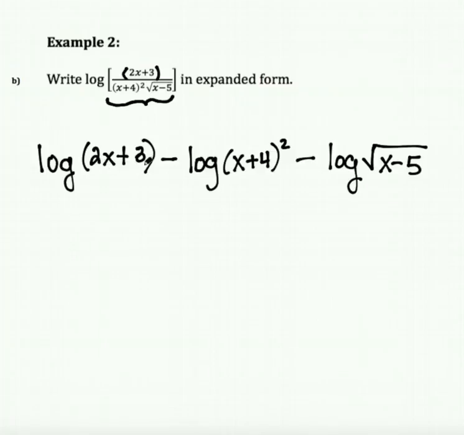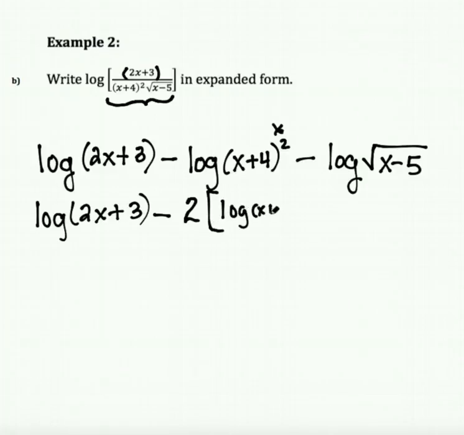Well, 2x plus 3. Remember, addition can't be broken down, so that remains the same. Log of 2x plus 3. Minus, here we have x plus 4. We know that addition can't be broken down, but we have this power. So this power can be brought out in front. So I'm going to write that as minus 2 times log of x plus 4.